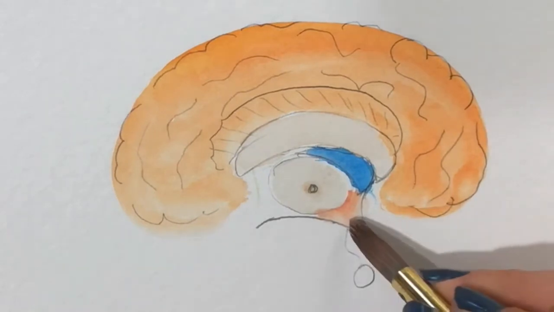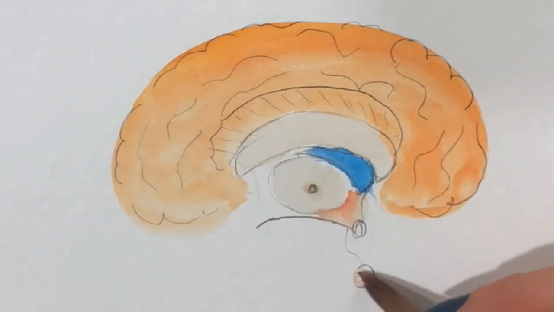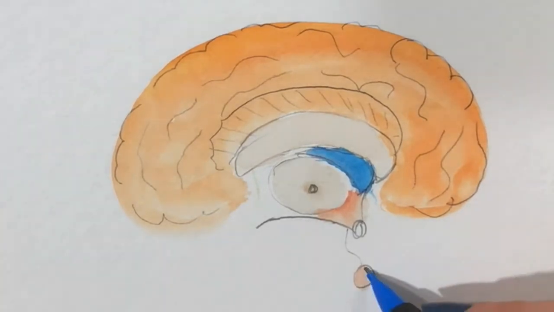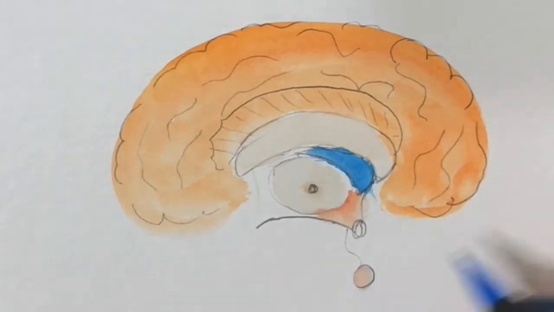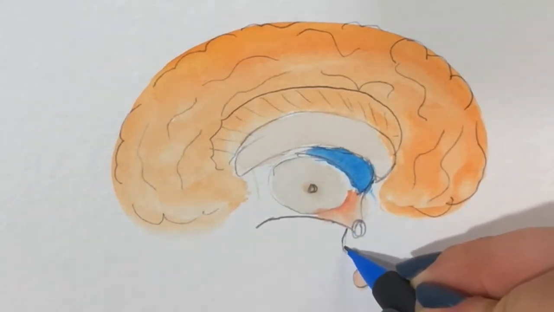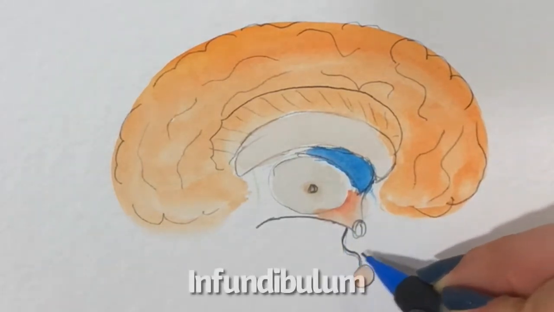Now the hypothalamus is where we're going to have hormones being created, and they're also stored down here in what is called the pituitary gland. Your pituitary gland is about the size of a pea, and it hangs below the diencephalon. And on our model, you're going to see a white line or a stalk for this pituitary gland. It's just called the infundibulum.